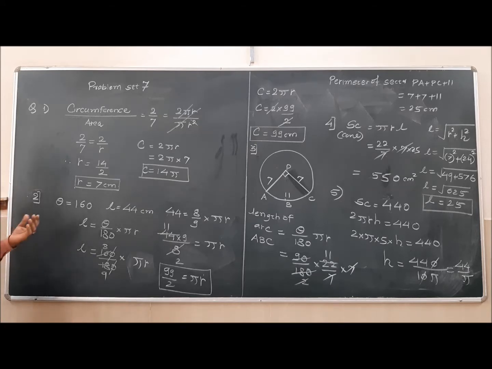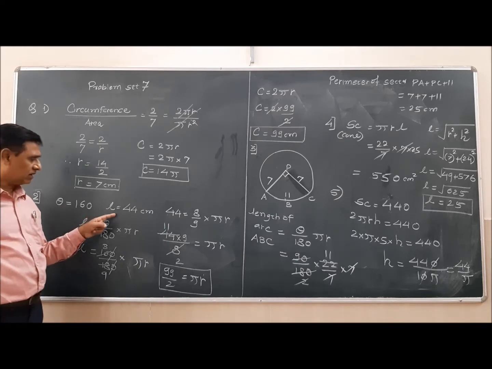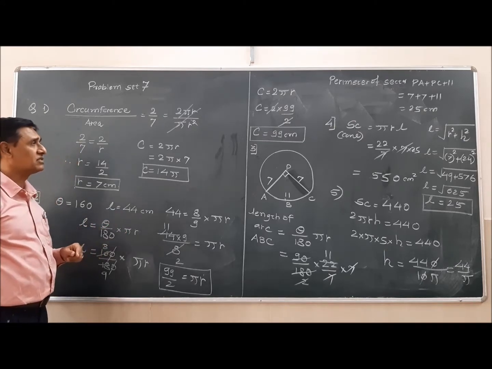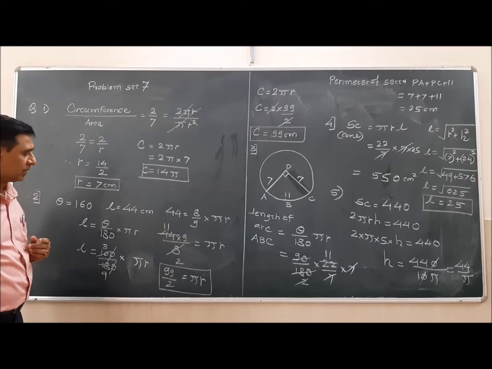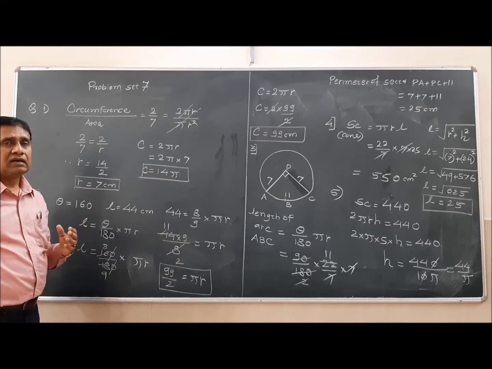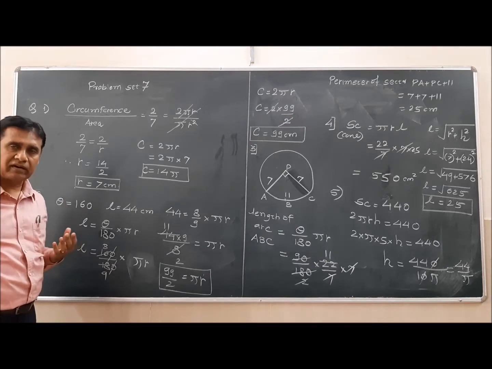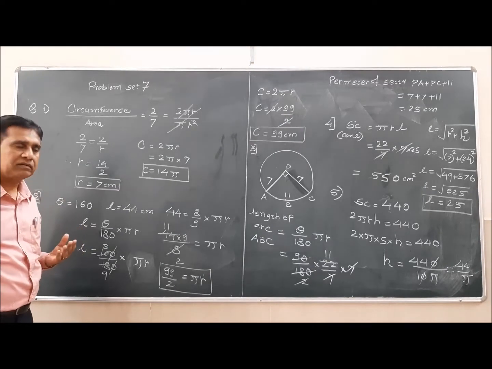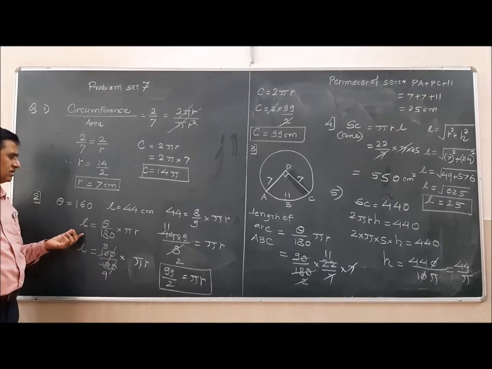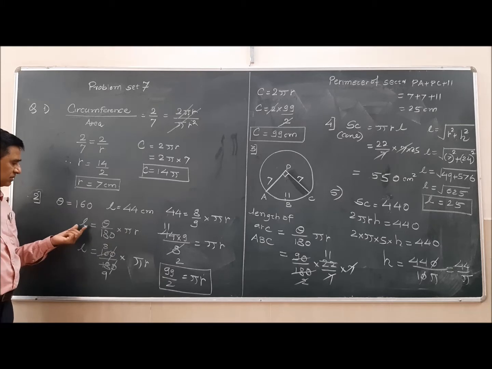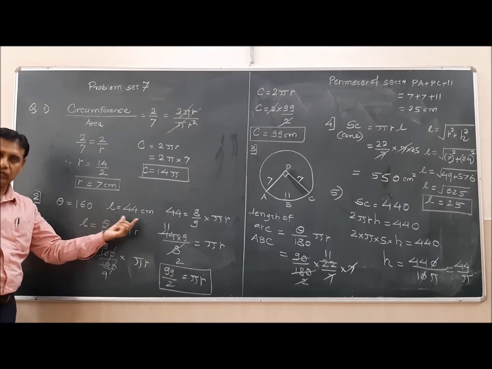Next to that, the measure is given, that is theta is 160. Length of arc is given as 44 centimeter, and question asked is find out the circumference. Now in this case, I am going to calculate whatever things are given. So let's make use of that. Length of arc, whose formula is theta upon 180 into pi r.